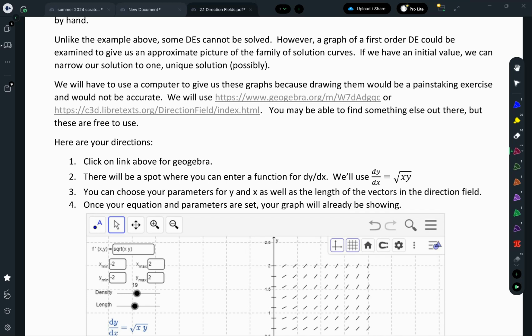So I already have a graph pulled up, and if you're following along with the notes that are printed out, then you already have a graph as well. Otherwise, if you're on a computer and just watching, you can click on one of these links that I've put in here. I clicked on GeoGebra for the link that I have, and I've also got one for CalcPlot3D to give you a direction field graph as well. You decide what you want to use.